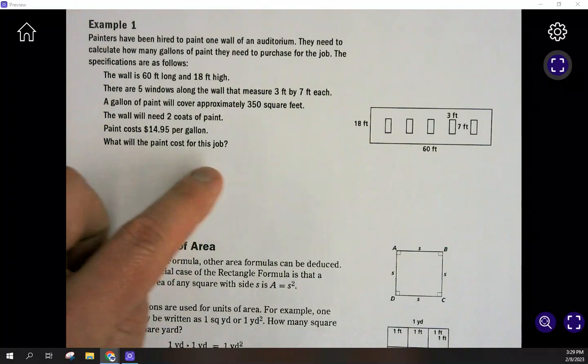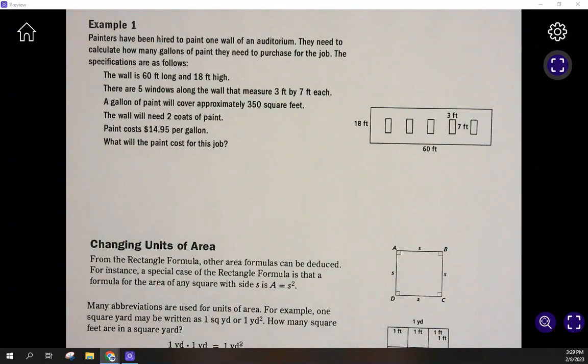Now, you could definitely accomplish this going in a different order than these steps. The final question says, what will the paint cost for this job? You could probably get there without going exactly through these steps, but we're going to walk through it very linearly here, step by step, and get to a final answer. So painters have been hired to paint one wall of an auditorium, which is pictured here on the right. They need to calculate how many gallons of paint they need to purchase for the job.